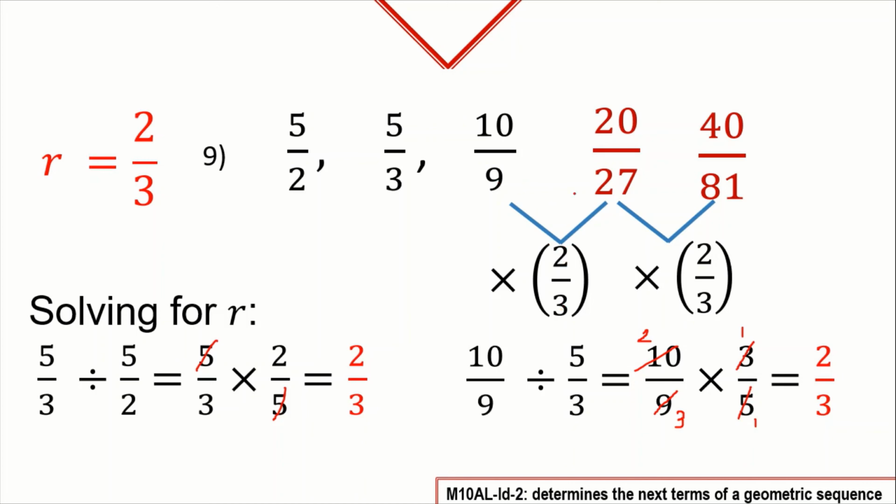10 times 2 is 20. 9 times 3 is 27. Then, to get the next term, multiply ulit natin kay 2 thirds. 20 times 2 is 40. 27 times 3 is 81. So, we have 40 over 81.